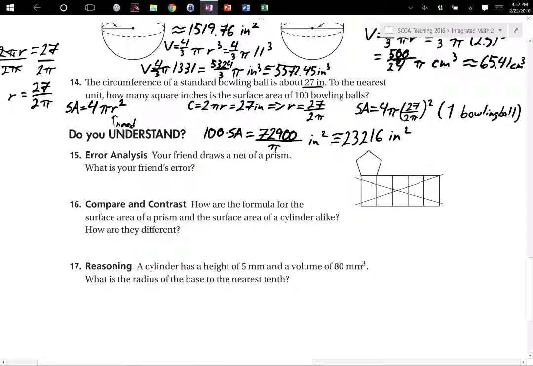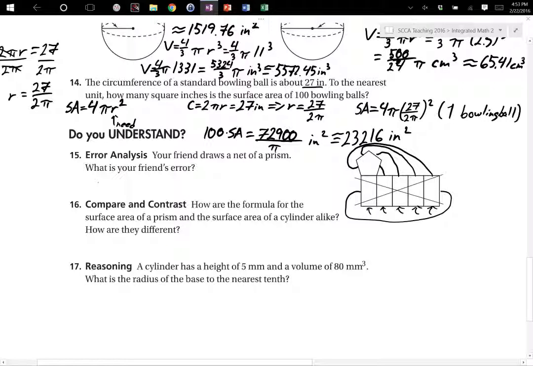Okay, now let's look at this error. Your friend draws a net of the prism. What is your friend's error? If I fold this up, this side and this side will match. This side and this side will match. This side and this side will match. And this side and this side will match. Well, these sides will match. Here's our problem. The bottom, these don't have a base to attach to.